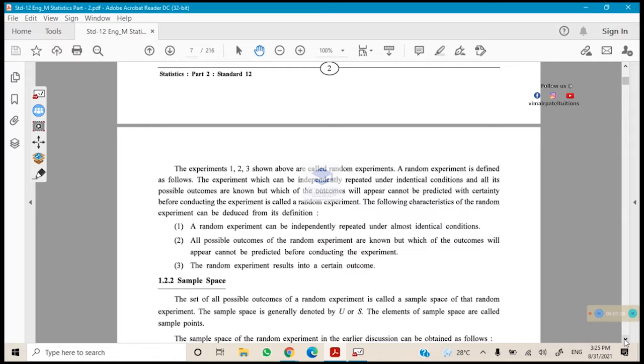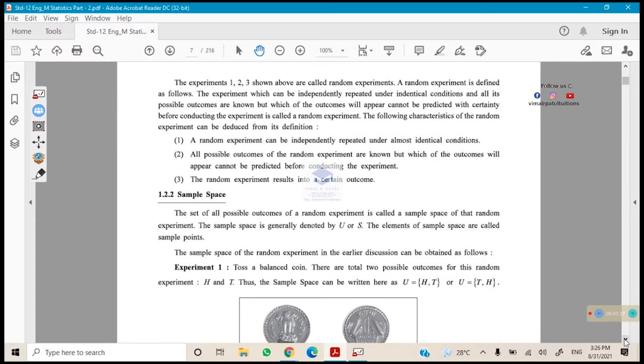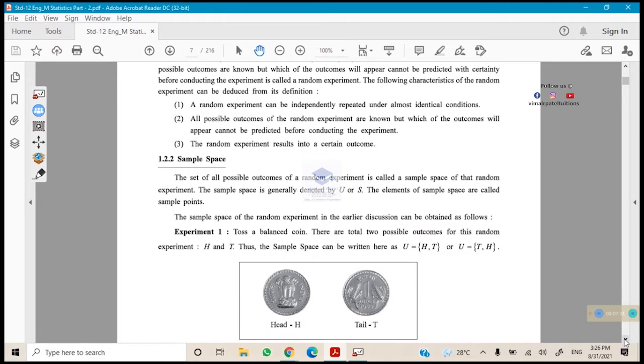You cannot predict in advance with surety which outcome you are going to obtain. Then sample space. The set of all possible outcomes of a random experiment is called sample space. That is denoted by U or S. Like throwing a dice, the sample space will be 1, 2, 3, 4, 5, 6. Tossing a coin, the sample space will be head or tail.